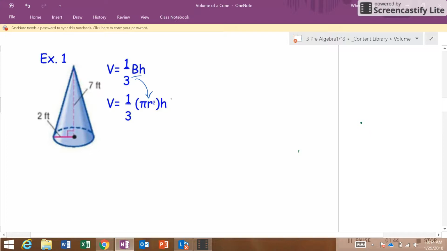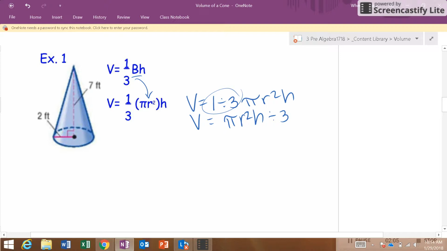You can handle the 1/3 one of 2 ways. At the very beginning of the problem, you could type 1 divided by 3 into your calculator and then pi r squared h, or you could divide by 3 at the very end. So type it in just like we did the cylinder and then divide by 3 at the end because it's a pointy object. My personal preference is to type in the 1/3 first so I don't forget about it at the end of the problem, but it is your call.